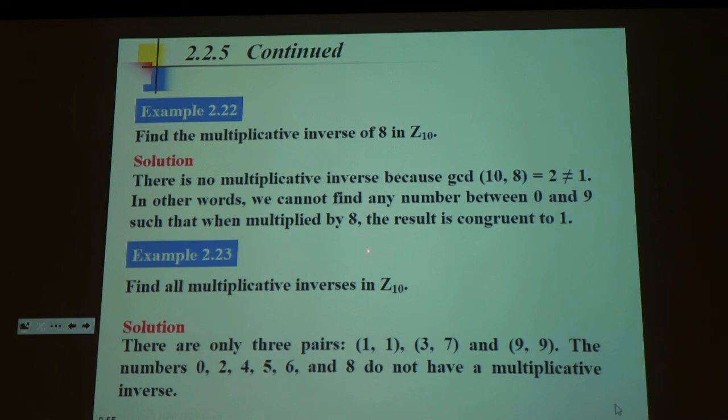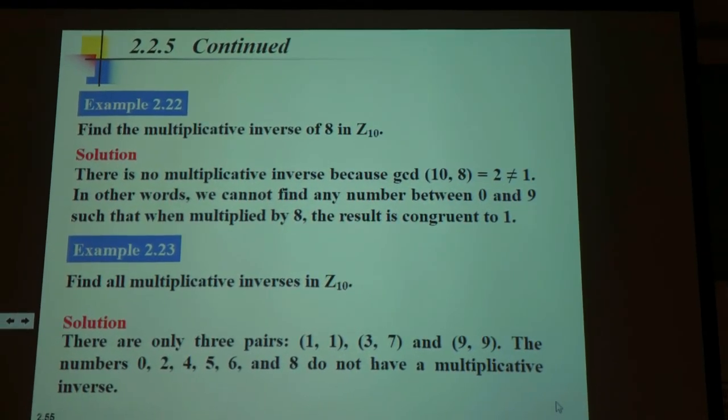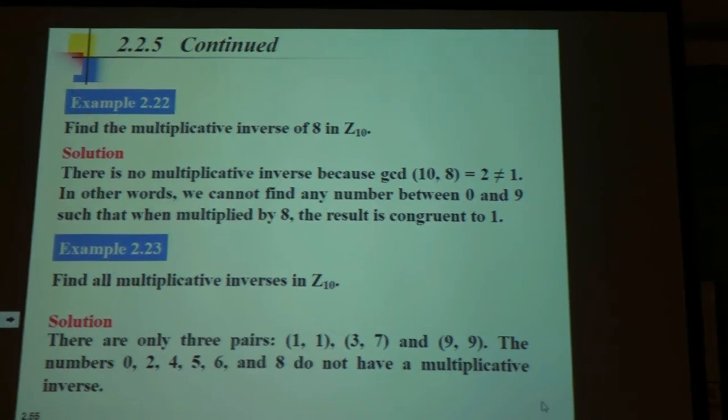Let's look at the multiplicative inverses in Z10 in general. 1 is a multiplicative inverse of 1, because 1 times 1 equals 1. Modulo 10, how much will that give you? 1. 3 times 7 is 21. Modulo 10, how much will that give you? 1. So they are multiplicative inverses. 9 times 9 is 81, modulo 10 gives you 1.